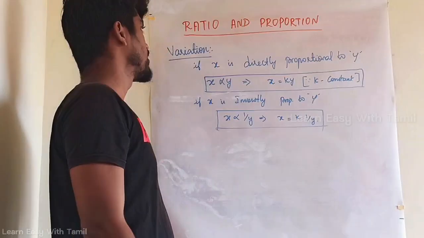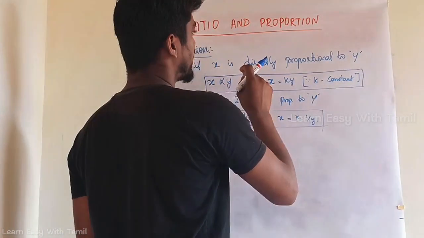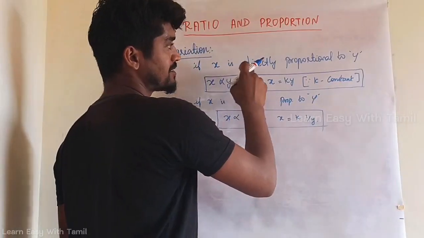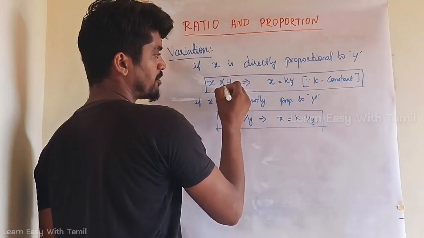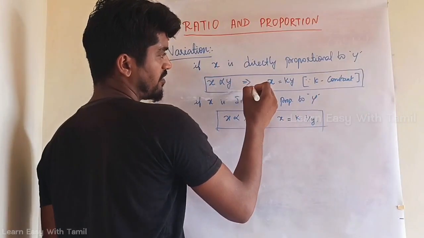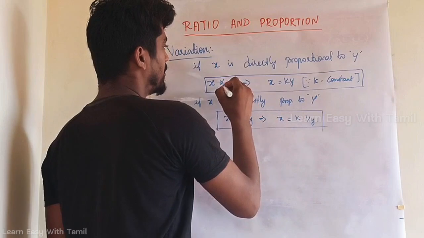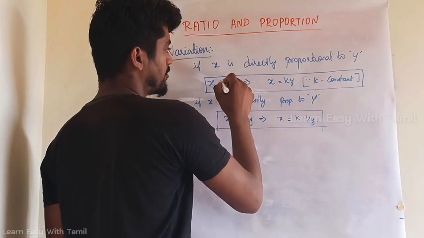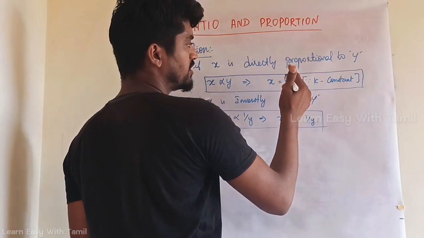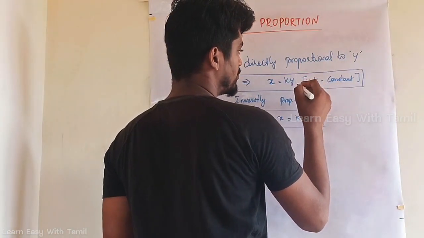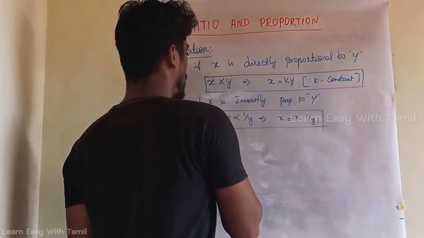The next is variation. When X and Y are the two variables taken, if X is directly proportional to Y, we have to write X directly proportional to Y. We can write this as X is equal to K into Y. Because of direct proportion, we can use a constant value in the equation. So here K is some constant value.